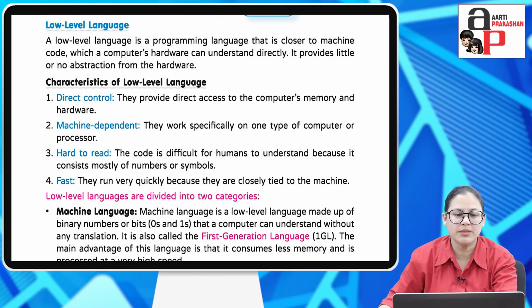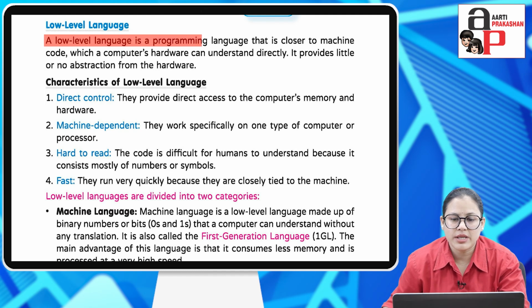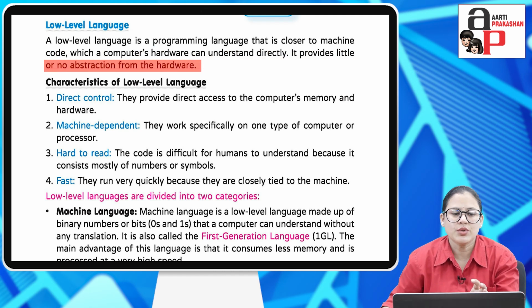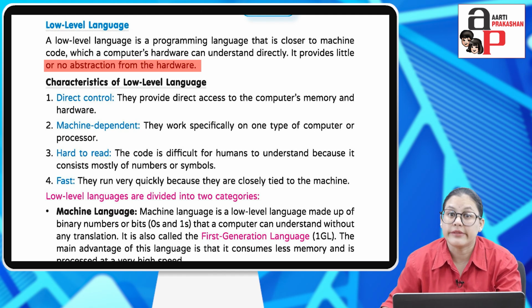Okay, so first we learn about low level language. A low level language is a programming language that is closer to machine code, which the computer's hardware can understand directly. It provides little or no abstraction from the hardware. So this kind of language, that is low level language, computer hardware can understand directly, right?